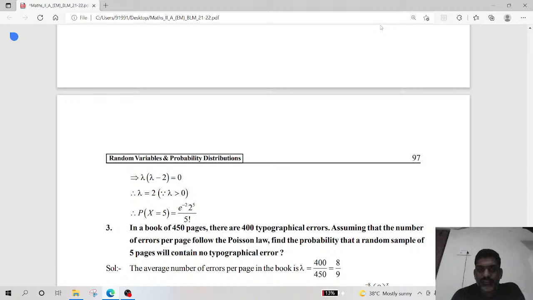In a book of 450 pages, there are 400 typographical errors. Assuming the number of errors per page follows the Poisson law, find the probability that a random sample of 5 pages will contain no typographical error. The average number of errors per page in the book is 400 divided by 450, because 450 pages are there and 400 typographical errors. So total errors divided by 450, we are getting 8 over 9.